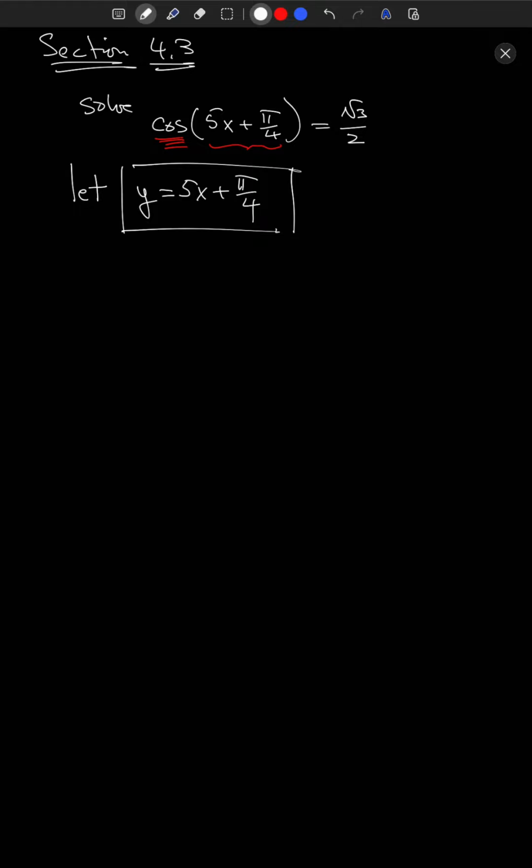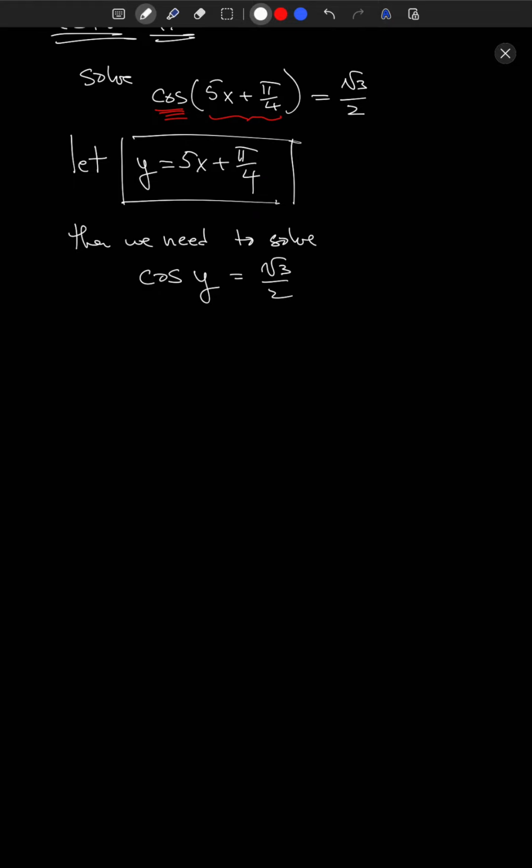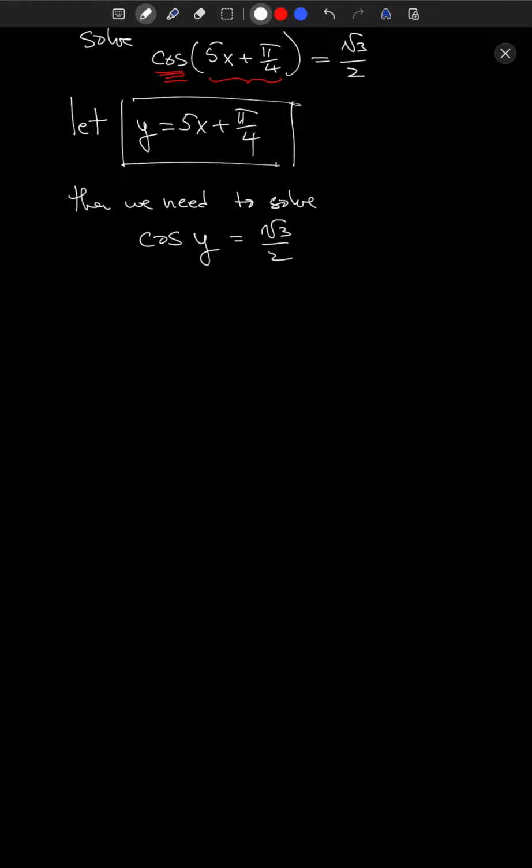Okay, so why do I do this? If I make up this variable y, which is 5x plus pi over 4, then we need to solve cosine of 5x plus pi over 4, which is y, right? Cosine y equals root 3 over 2. All right? And now this we're really happy with because this is 4.2, exactly a problem from 4.2. So that means we can do it, and so we're going to solve this problem.